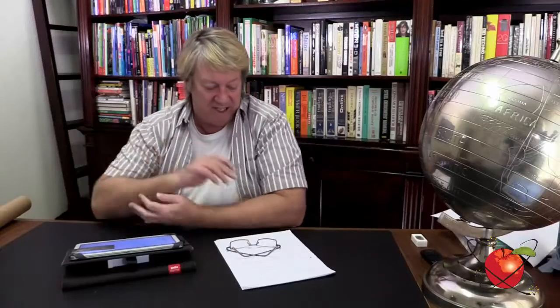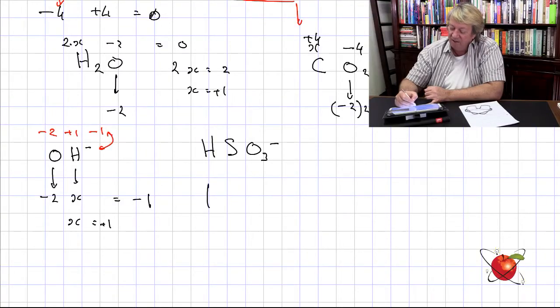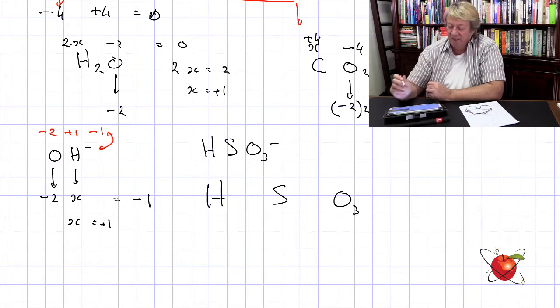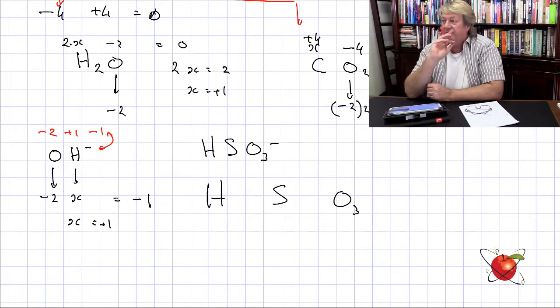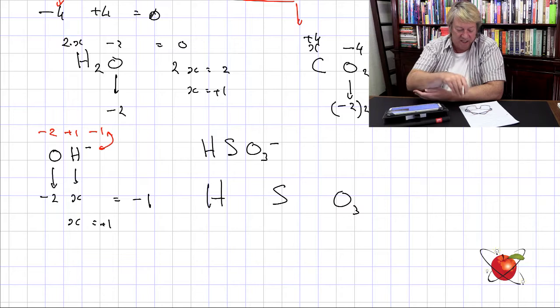What about this bisulfite ion, HSO3? Well, how do we deal with these? First of all, the overall charge on this is going to be equal to -1. You can see that that is an H plus, an S, and an O3. So let us just separate them out, just for workspace.